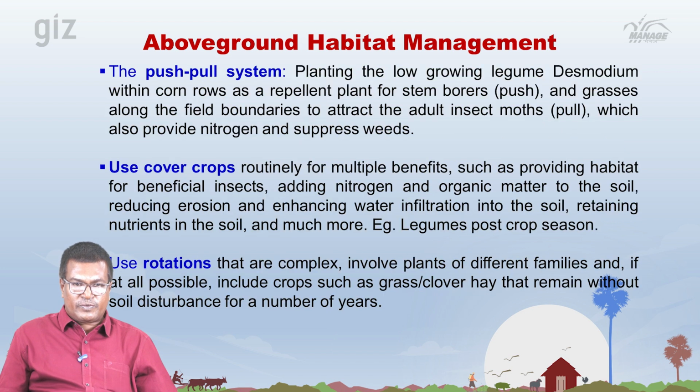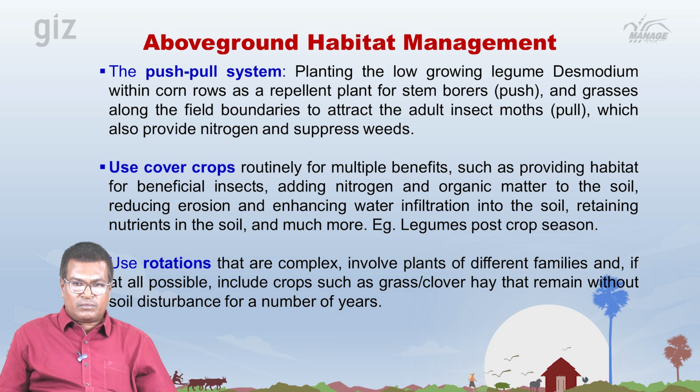And then under above ground habitat management, the push and pull system is also there. It is widely practiced in the case of corn, especially in Africa. Wherein a low growing legume like desmodium is planted as a repellent plant as an intercrop, which will push the stem borers away from it, and some fodder grasses are grown all along the field boundaries to attract the adult insects, which also will provide nitrogen and suppress the weeds. So both pushing the insects out and pulling the beneficials in. These two things will happen in the push pull system, which will give very good protection against stem borers, especially in the case of corn.